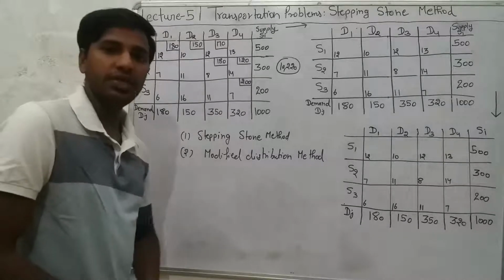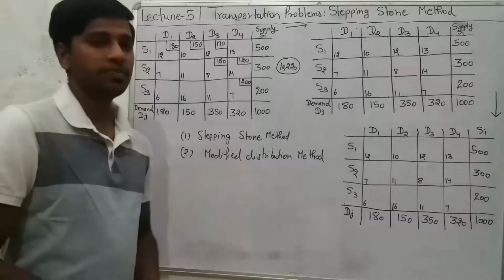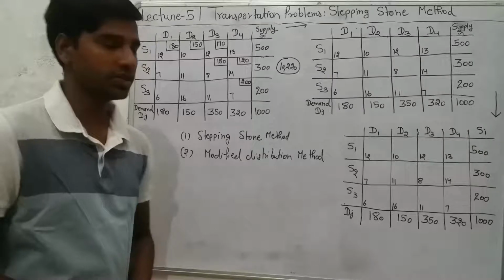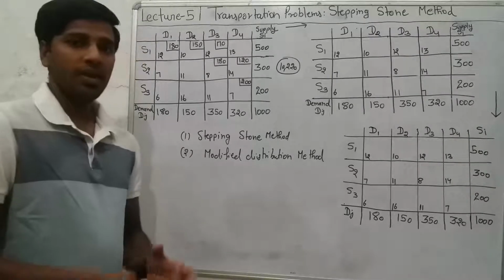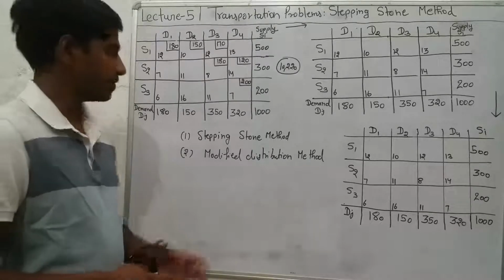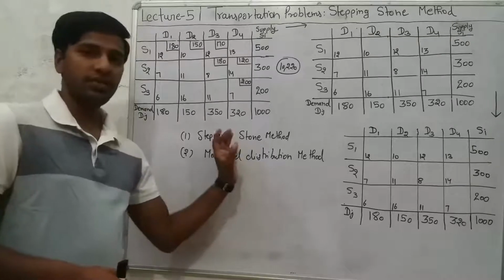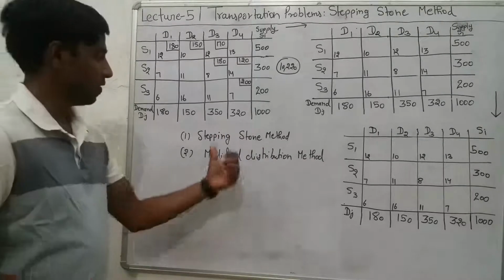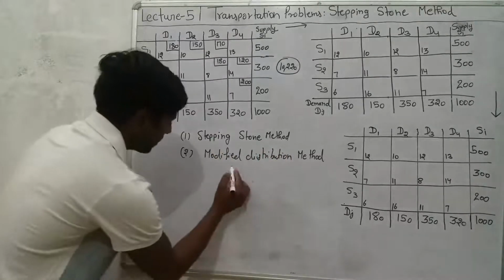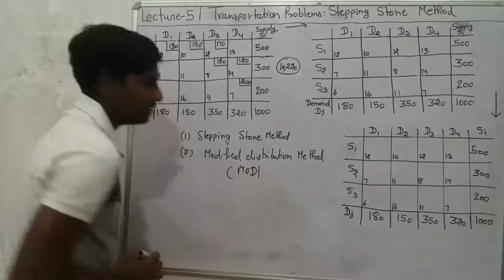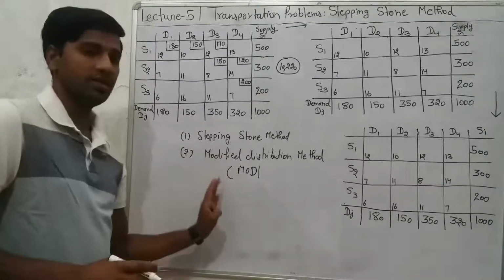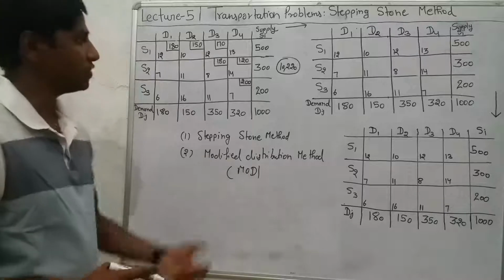Hello everyone. After obtaining an initial feasible solution in a transportation problem by using the northwest corner rule method, least cost method, or Vogel's approximation method, the next step is to test the optimality of the initial feasible solution, or initial basic solution. Basically, to test the optimality of the initial basic feasible solution, there are two methods. One is the stepping stone method and the other is the modified distribution method, or we can call it the MODI method.